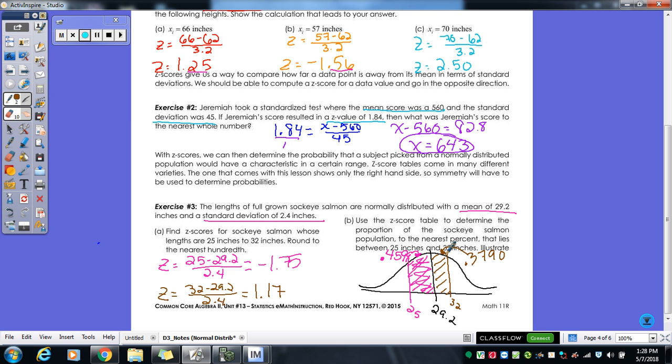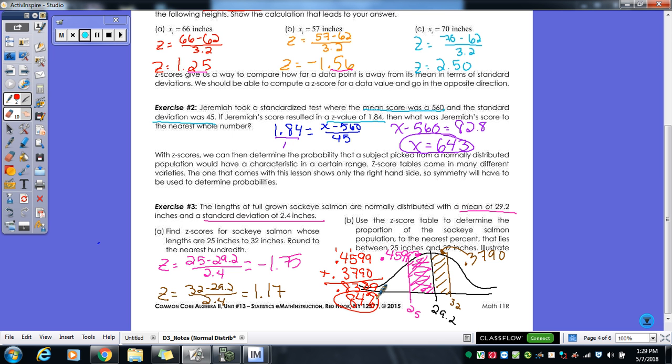So now when I add those two together, that gives me my total proportion, my total percent. So 0.4599 plus 0.3790 gives us 0.8389. So as a percent, that'd be 84%. A little bit more work involved when it's not a nice little half standard deviation there. So 84% of the salmon are going to be between 25 inches and 32 inches.